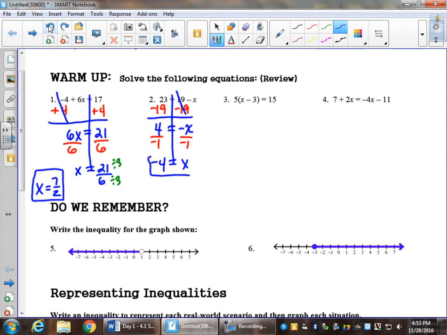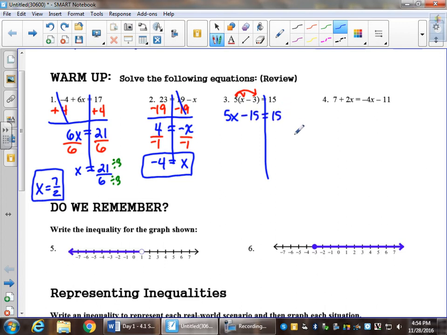From this point forward, if I do a question and I get it started and you feel confident that you can finish it, I'd ask that you hit the space bar to pause the video, you try it, and then see if your answer matches with mine. Number 3, I'll draw lines on the equal sign. I see a 5 outside these parentheses. We will distribute 5. 5 times x is 5x. And then 5 times a negative 3 is minus 15, equals 15.